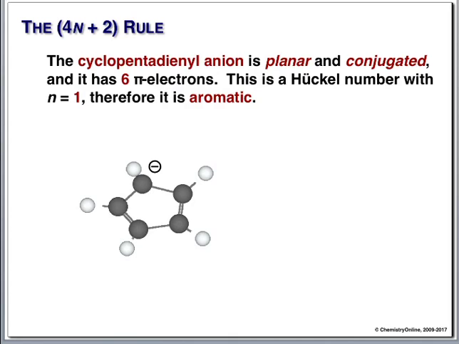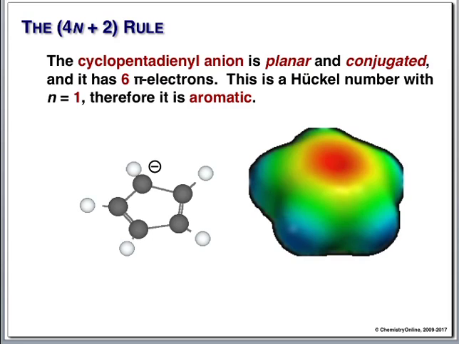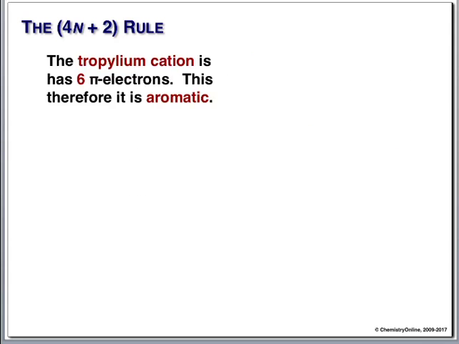This is what's called the cyclopentadienyl anion. So you take cyclopentadiene and you pull a hydrogen off, leaving the electrons behind. Now initially those electrons would be in an sp3 orbital, but energetically it immediately rehybridizes to sp2, and these are dumped into the ring. And that gives us 2, 4, 6 pi electrons. And again, this is a beautiful, stable aromatic compound. It's planar, has 6 pi electrons, that's a Huckel number, and it is aromatic.